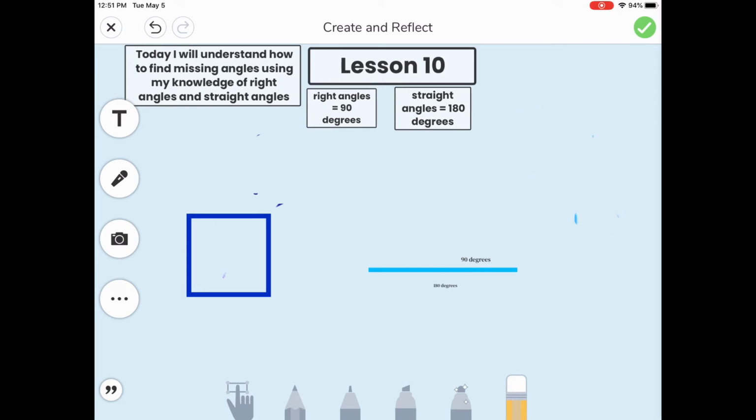So I want to remind you that today I will understand how to find missing angles using my knowledge of right angles and straight angles. So we have learned about right angles today. Right angles equals 90 degrees. And we learned about straight angles. Straight angles equals 180 degrees.